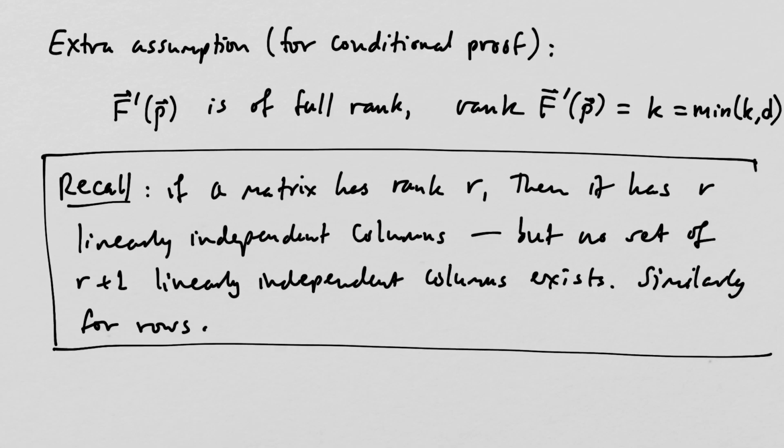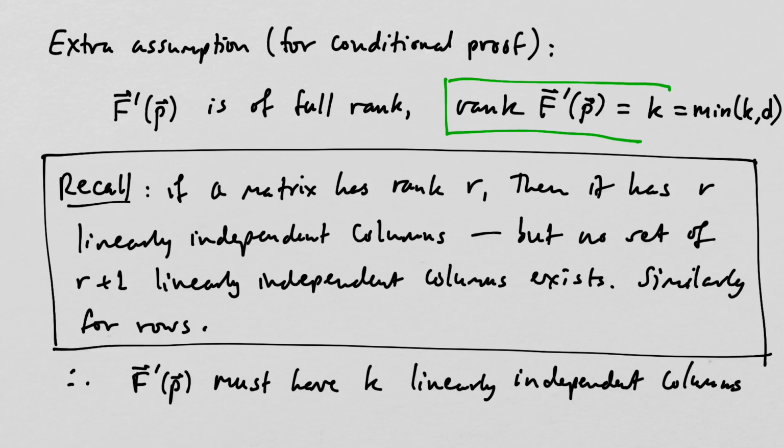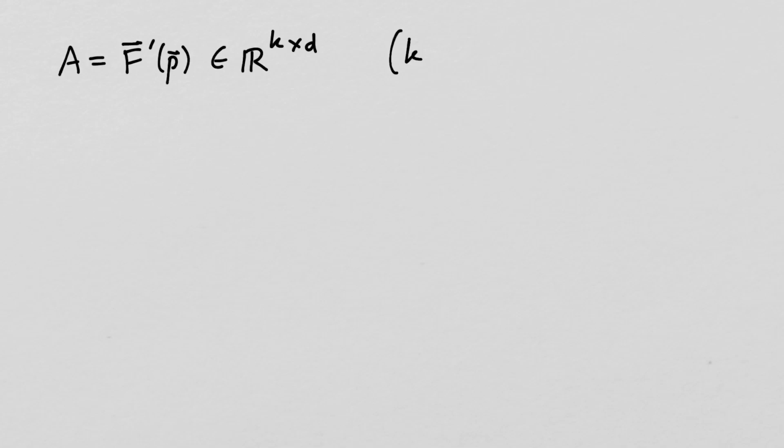in the course. Okay, we're going to apply that to this situation to say that the matrix f prime of p must have k linearly independent columns, because k is its rank. Now, we don't know which k columns are linearly independent, but it really doesn't matter. The proof is the same. It's just a minor modification, regardless of which k of those d columns happen to be the independent ones. Let's remember that the matrix f prime of p, which I also called A earlier, is of size k by d. So it has k rows and d columns, where k is at most d.